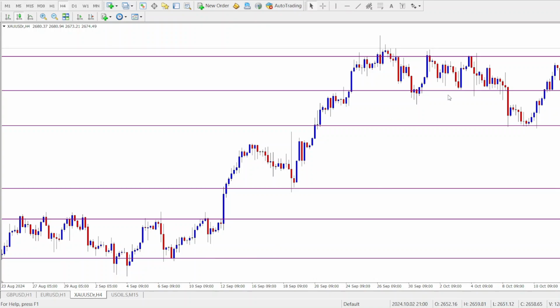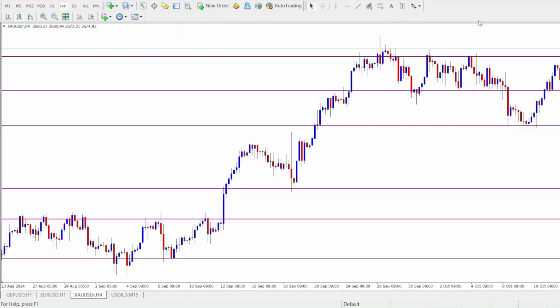Now the support levels are price levels where the market tends to stop falling and reverse upwards. As we can see here, we saw a reversal upwards. This is a support level, this is a support level here. You can see this is a support level here, this is a support level here.